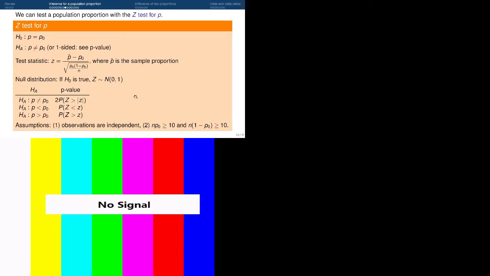All right, so here we've just got the summary for the hypothesis test. Again, much like all the tests that we've seen, we've got the null and alternative, the calculation of the test statistic, the null distribution, determining the p-value based on whether it's a one-sided or a two-tailed test, and then we have to check our assumptions as well.